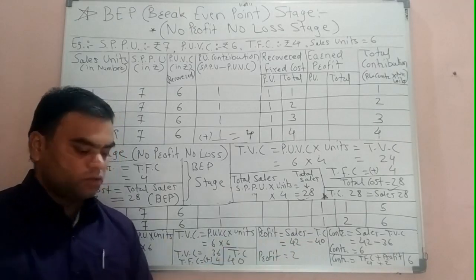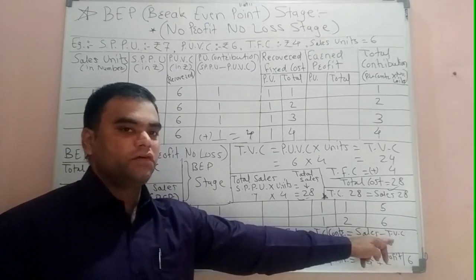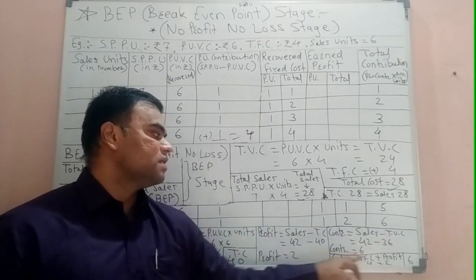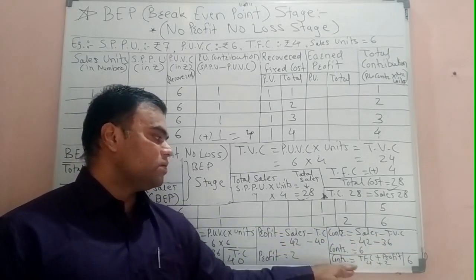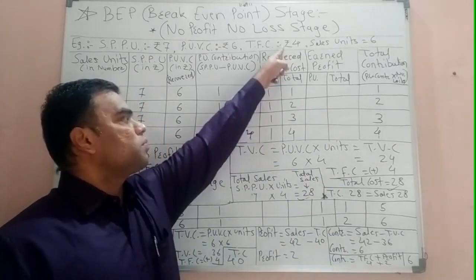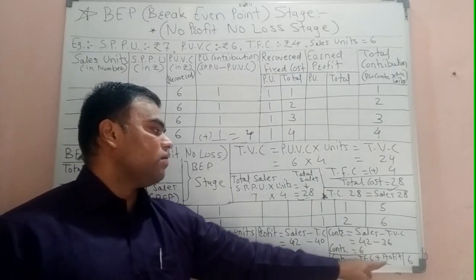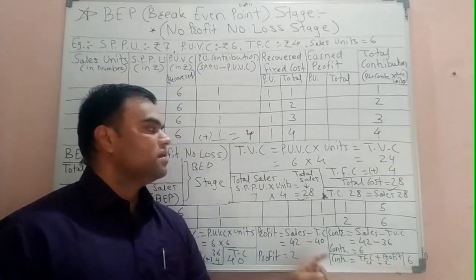And then the contribution formula, as we have discussed in the last lecture: contribution is equal to sales less variable cost. So total sales 42, total variable cost 36, contribution will be 6. Again, if we apply the second formula, contribution is equal to total fixed cost, which is ₹4, plus profit, which is ₹2, fixed cost 4, profit 2, again 6. Contribution 6.